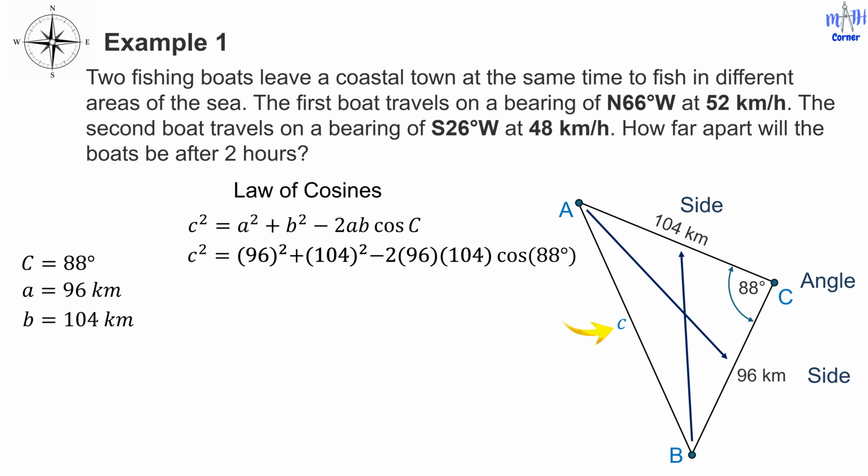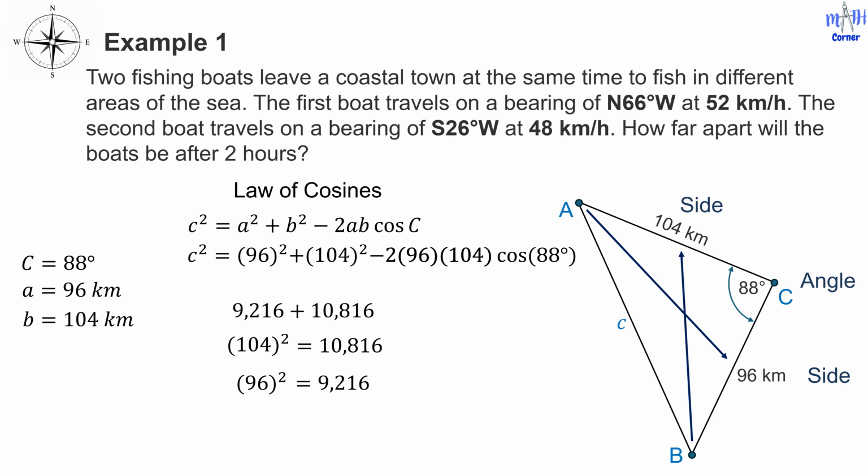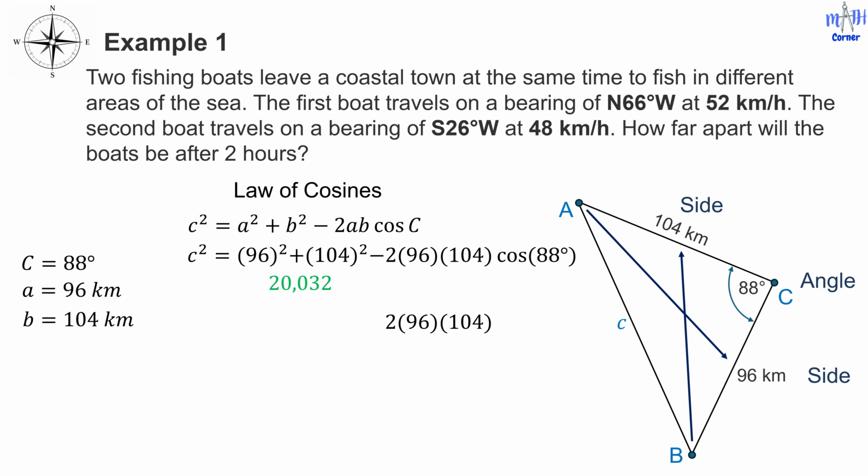But here is the complete solution. 96 squared is 9,216. 104 squared is 10,816. 9,216 plus 10,816 equals 20,032. Now 2 times 96 times 104 is 19,968. So C squared equals 20,032 minus 19,968 times cosine of 88 degrees.